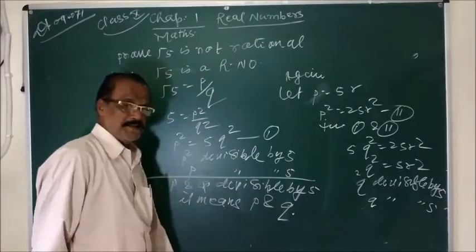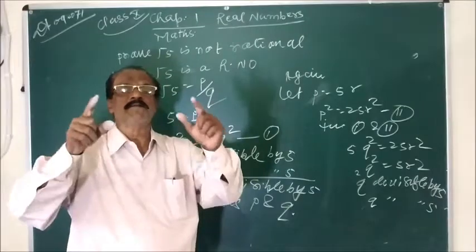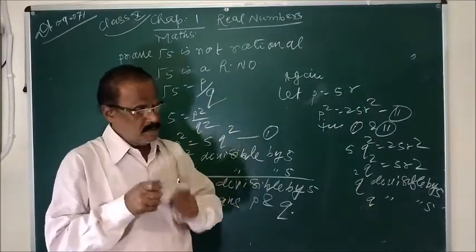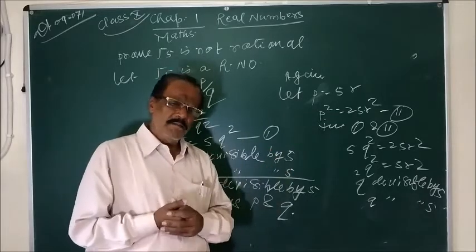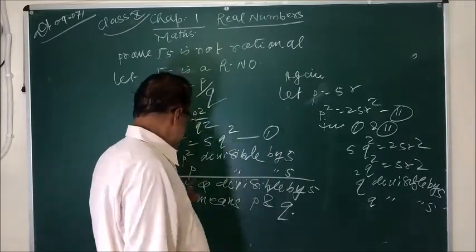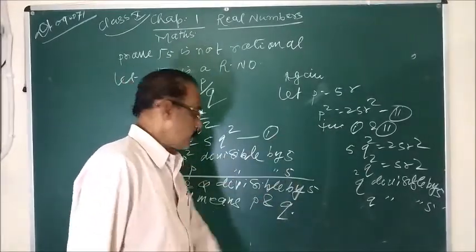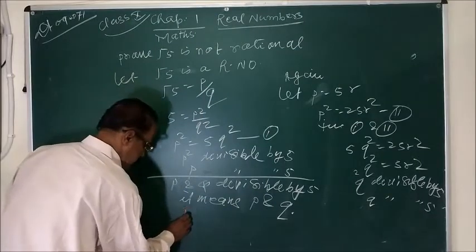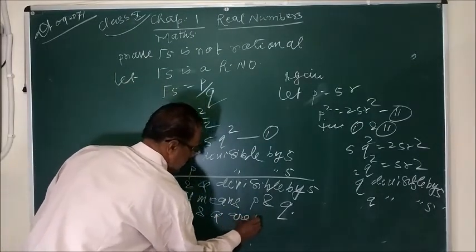Co-prime, my dear student, are those numbers which have no common factor except one. One is common in every number, but except 1, there should be no common prime factor. But here we see p and q both are divisible by 5, so 5 is also common. So p and q are not co-prime.